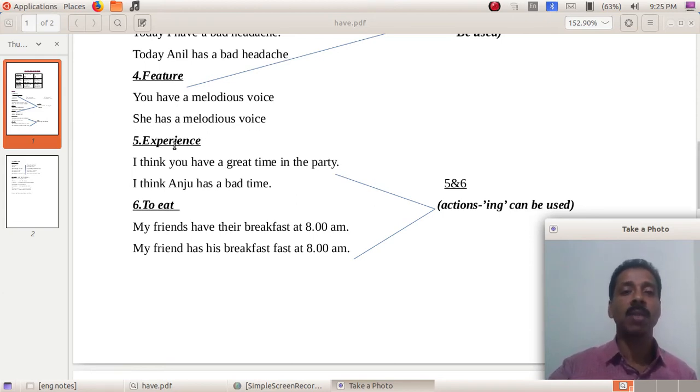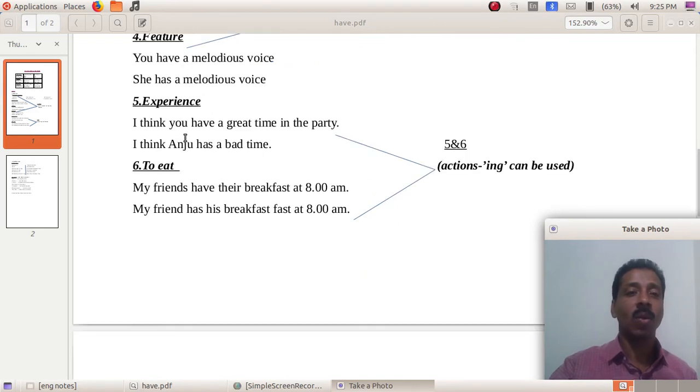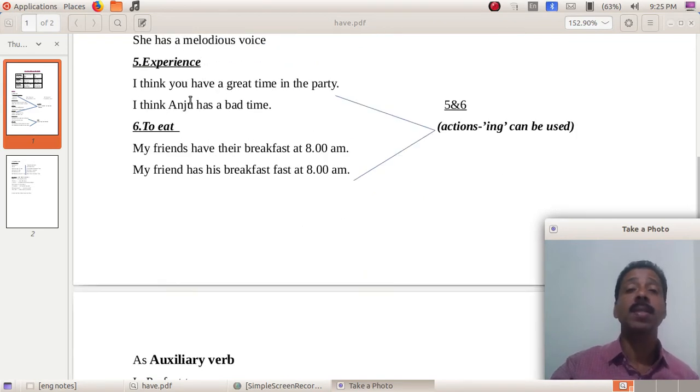Then experience. What is that? Look at the sentences. I think you have a great time in the party. That was the experience. You attended the party and it was a wonderful time. That experience is mentioned: a great time, a wonderful time, etc. I think Anju has a bad time.